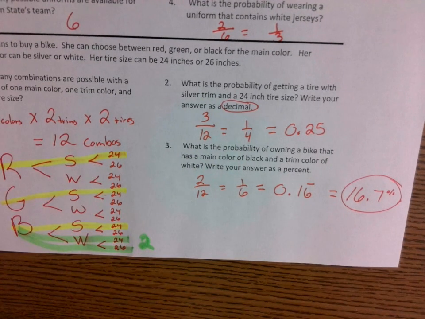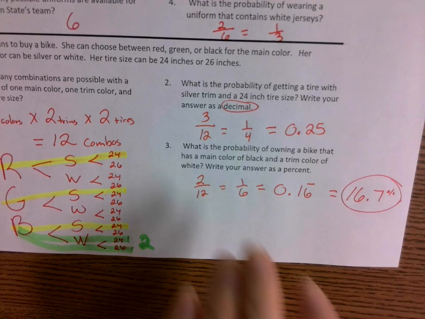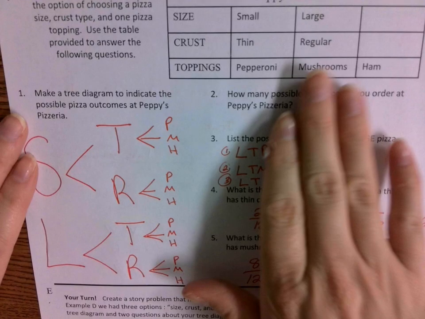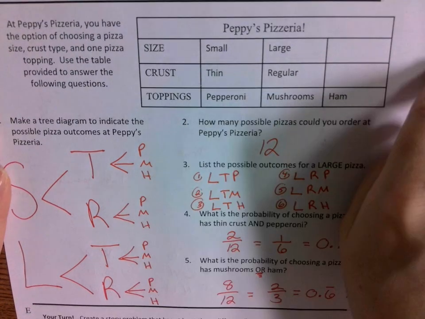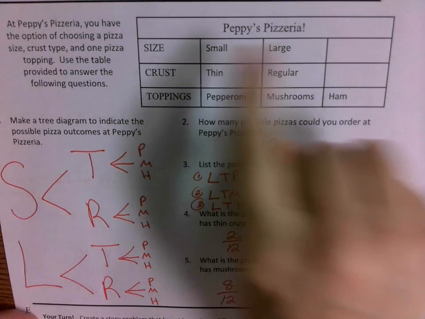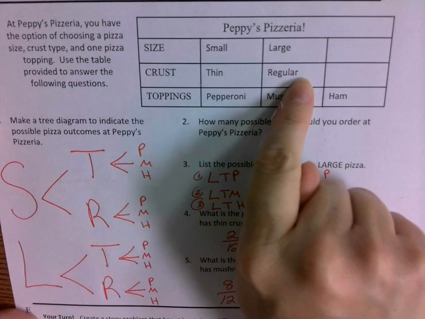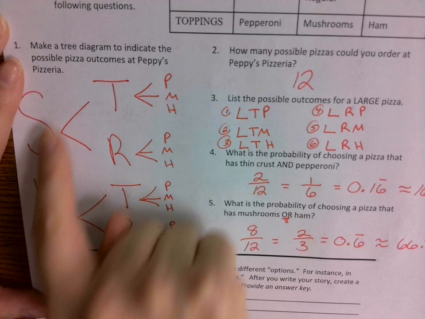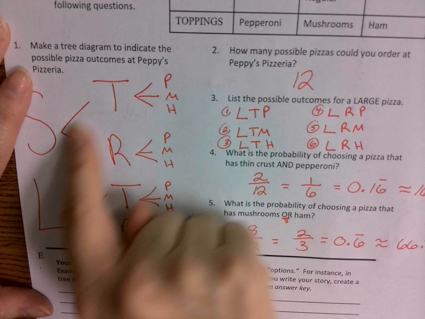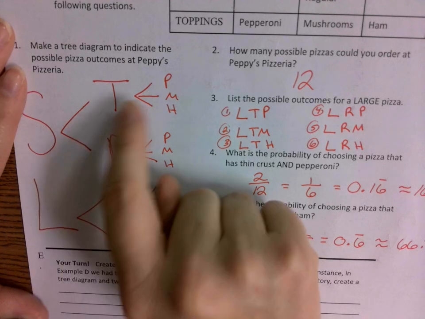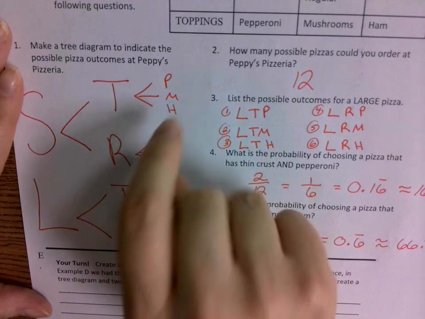Okay, flipping on over to the back, guys. This is the last problem that we're going to do. For problem D, they give you a table format of information. So size of pizzas, type of crust, and the type of toppings. So here's what your tree diagram should look like, small and large. Each of your sizes has 2 branches coming out for the crust, and each of the crusts have 3 branches or twigs coming out for the options of toppings. So this is what your tree diagram should look like.